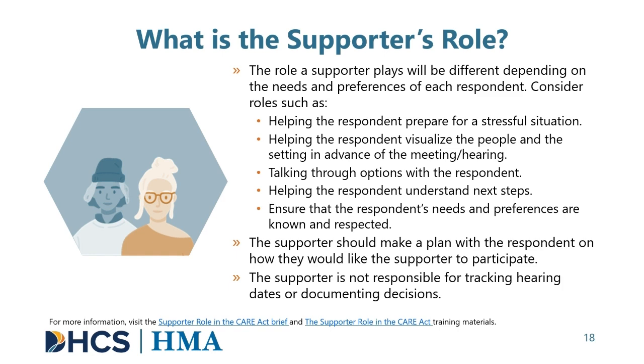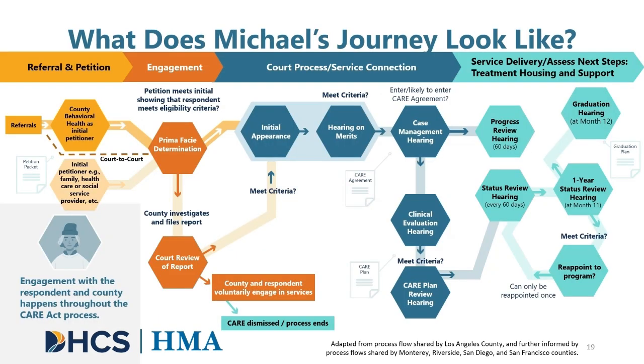So let's take a look at what Michael's journey may look like. We want to refer to this overall process. And again, at first, this may seem complicated, so we want to break it down into steps to understand Michael's journey and how his supporter could help him throughout the process. We'll briefly touch base on what will happen during the referral or petition, and then discuss in slightly more detail the role of the supporter in the development of a care plan or agreement, service delivery, and potential next steps. But keep in mind that engagement with the respondent and the county can happen throughout this care process.